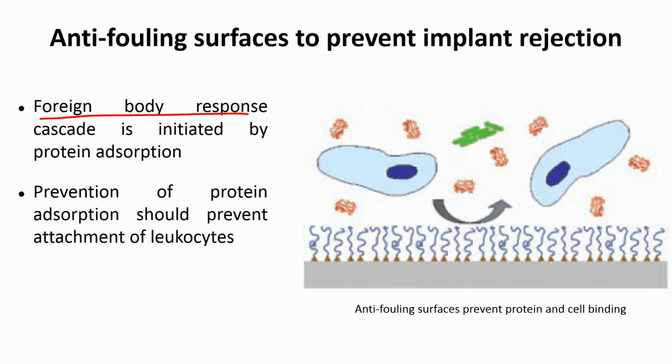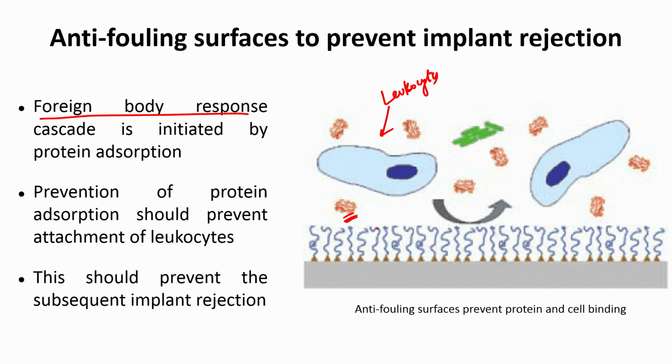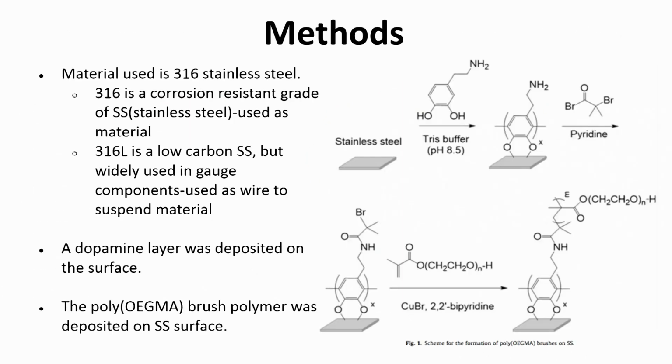So, prevention of protein adsorption will also lead to prevention of the attachment of immune cells. All these leukocytes will not be able to bind to it, because there is no protein on it. I mean, the leukocytes cannot really bind to these hydrophilic chains, they need some sort of protein to bind to, but if the protein is not present, then you will not have these immune cells coming in, and so this will prevent the subsequent implant reaction. So, this is basically the whole concept of this paper.